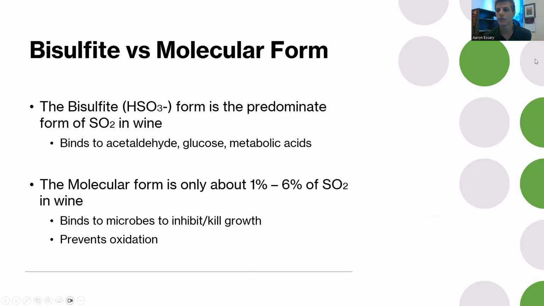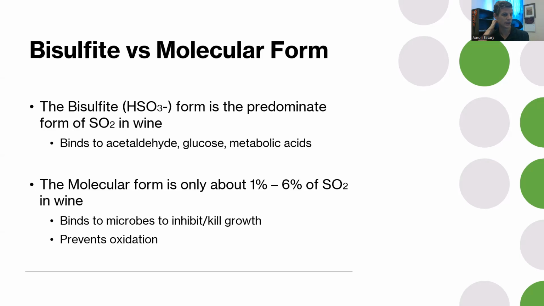Okay, so the bisulfite form versus the molecular SO2 form. These are the two forms that are dominant at wine pH. The bisulfite form is the mostly dominant form of SO2 in wine. And bisulfite will bind to acetaldehydes, glucose, and some metabolic acids. But it's the molecular SO2 form, which only exists about 1 to 6% at a wine pH, that binds or inhibits microbes and prevents oxidations. So at a wine pH between 3 and 4, there's the bisulfite form and the molecular SO2 form. And it's the molecular SO2 form that you really want, which is more abundant at a lower pH.